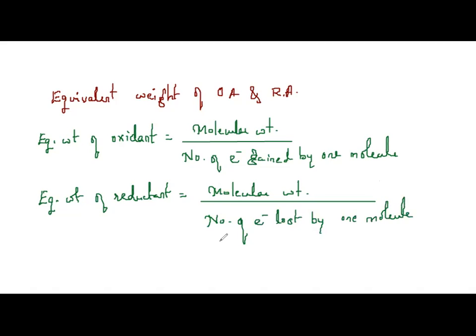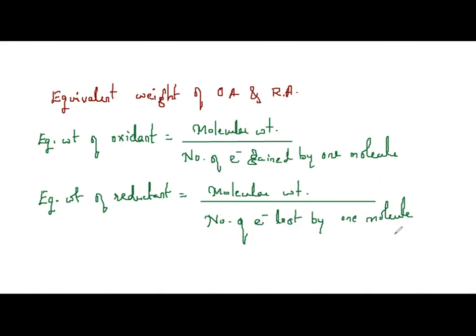Or you can say in general, change in oxidation number. So if electrons are gained, oxidation number goes from 0 to -1, -2, -3, it decreases. If electrons are lost, from 0 it becomes +1, +2, +3. So that is how we calculate the equivalent weight.